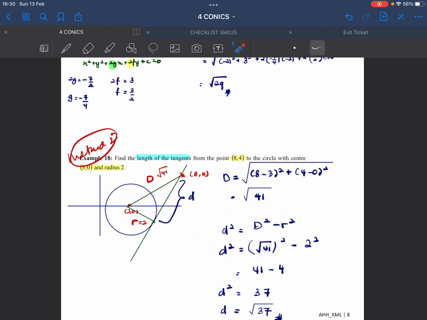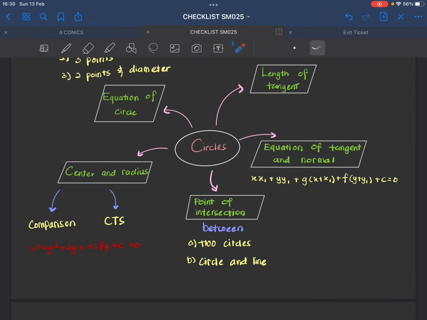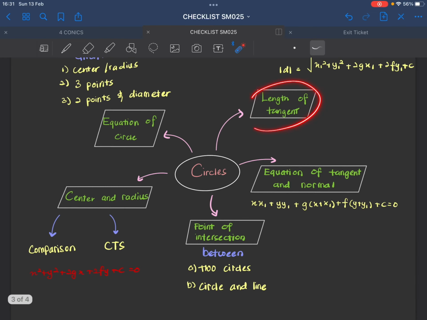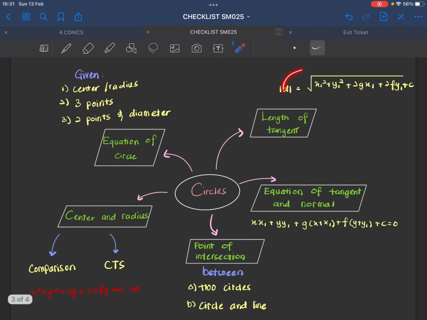Okay, that is all for circle. We have covered how to find the equation of circle, how to find the center and radius, and the point of intersection between a circle and a line. You know how to find the equation of tangent and normal by two methods; the second method is to find the gradient of normal first. And then we know how to find the length of tangent, by using this formula and also by using the Pythagorean theorem.